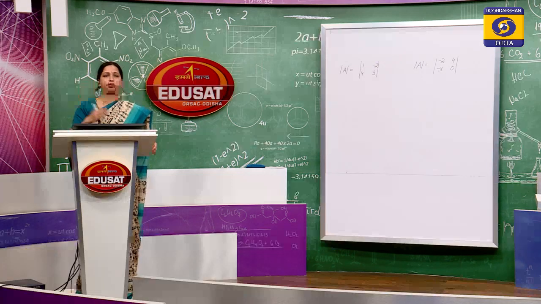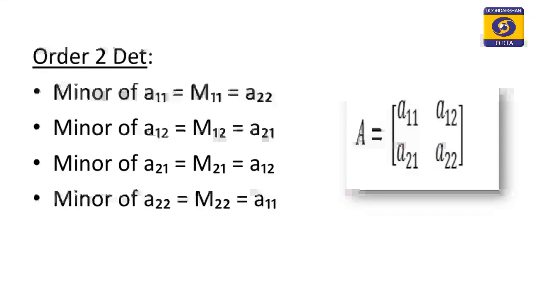It may become plus or minus, right. Now, let us take a look at the next slide. So, we have already discussed the order 2 determinant minors. So, the minor of A11 will be A22, the minor of A12 will be A21, the minor of A21 will be A12 and the minor of A22 will be A11.